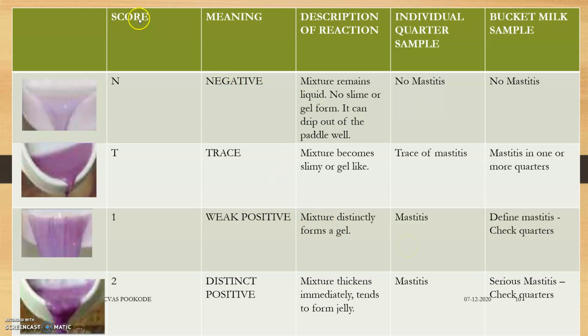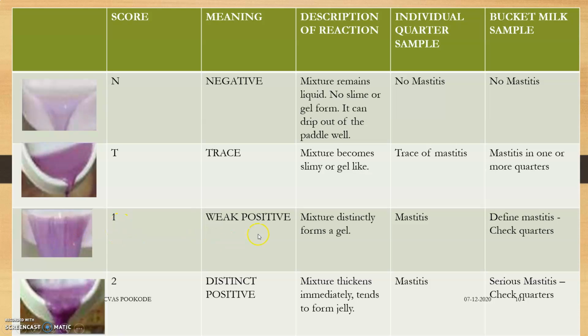So we are moving to the score card. This is negative, that is, no clinical or subclinical mastitis. This is T, for trace amount. The mixture becomes slimy or forms a small jelly-like mass. See, there is a trace of mastitis. This indicates mastitis in one or more quarters.